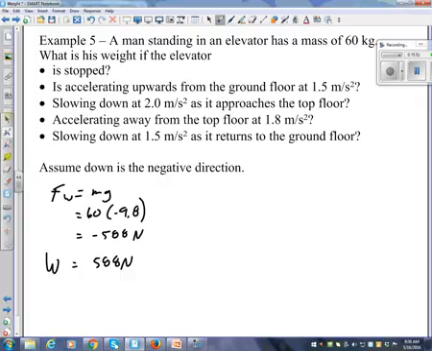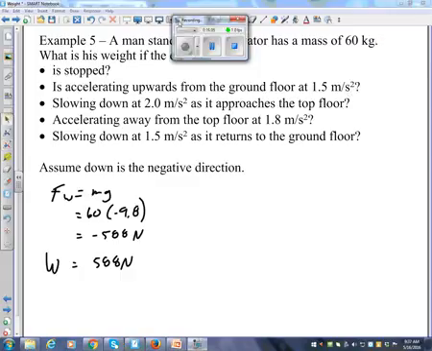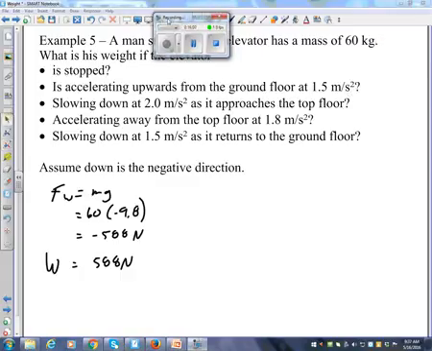Now, that's if he stopped, right? At rest, sitting at the bottom of the CN Tower. Now, if you accelerate upward from the ground floor at 1.5 meters per second squared, right away, after what I told you today, you should know whether you weigh more, less, or the same. More. Right? I'm going to need a number that's bigger numerically than 588. Okay? And again, hang in here with me. I'm trying something new this year.